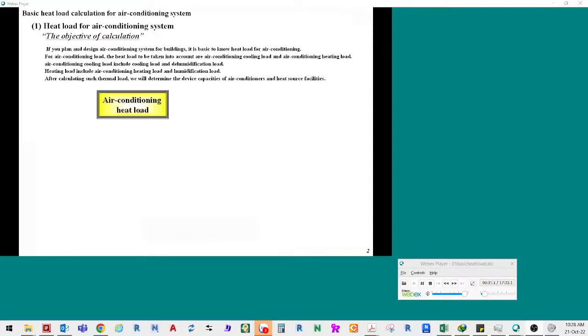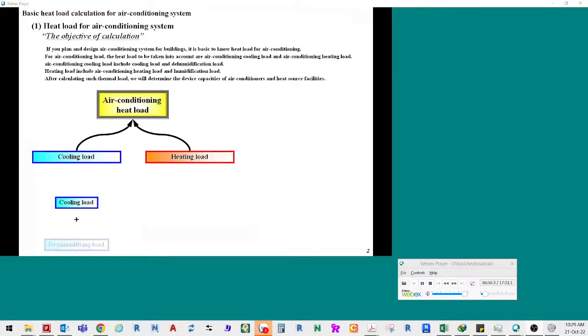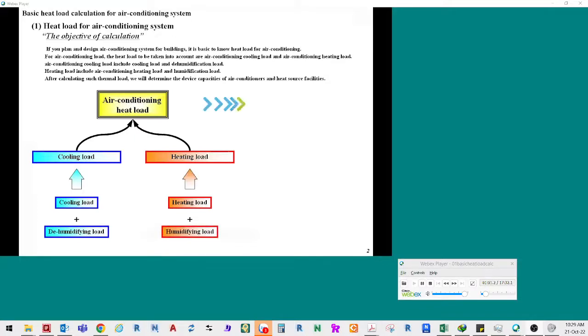If you plan and design air conditioning system for buildings, it is basic to know heat load for air conditioning. For air conditioning load, the heat load to be taken into account are air conditioning cooling load and air conditioning heating load. Air conditioning cooling load include cooling load and dehumidification load. Heating load include air conditioning heating load and humidification load. After calculating such thermal load, we will determine the device capacities of air conditioners and heat source facilities.